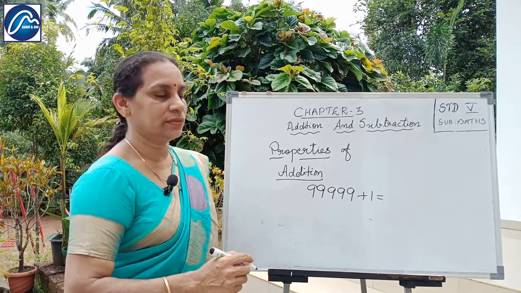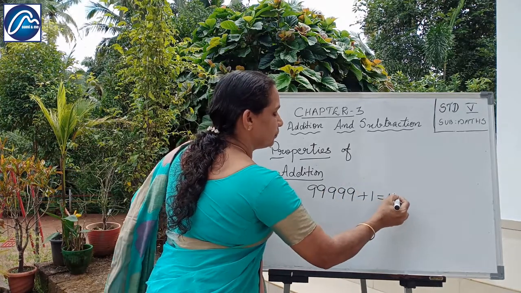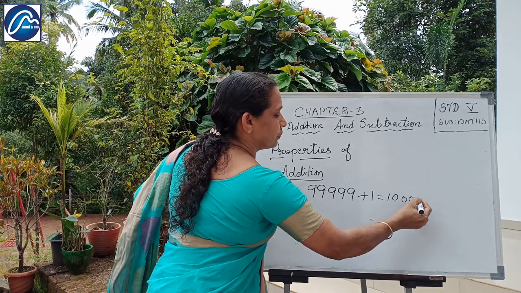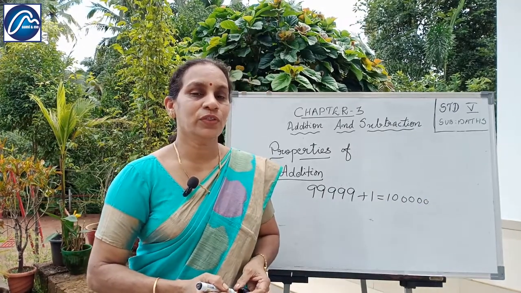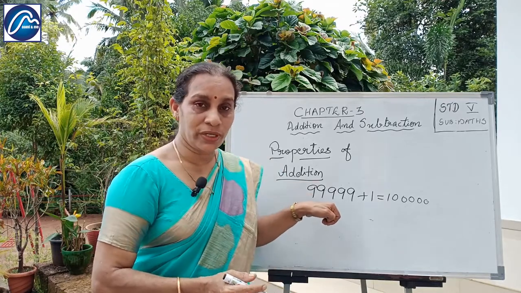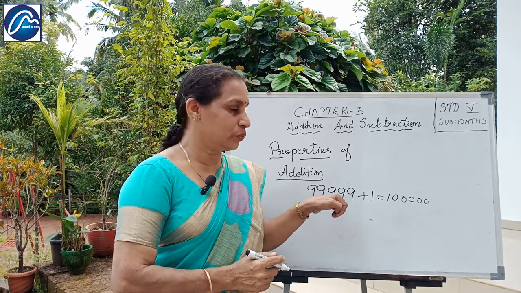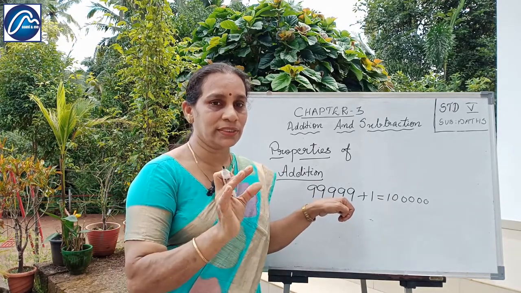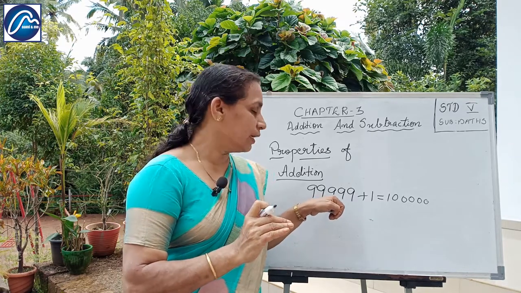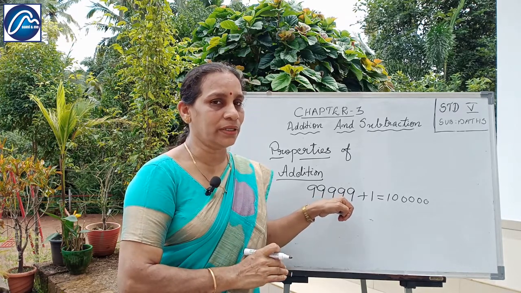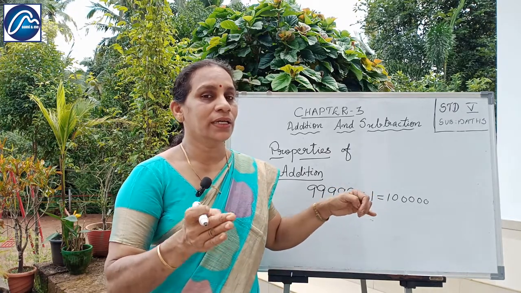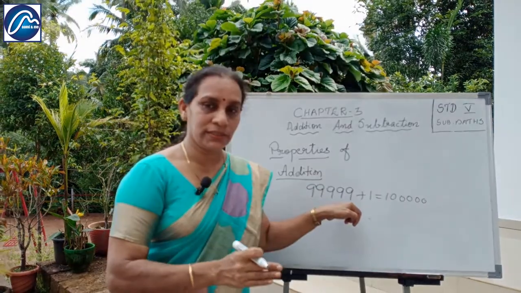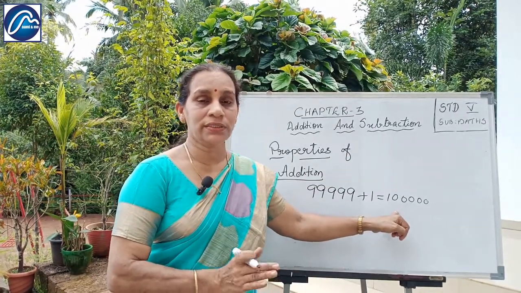99,999. What is the result? 1 lakh. So, how many? If the digits in the number are all 9, and you are adding 1, you will get the next number. That means this is a 5-digit number. You will get a 6-digit number.